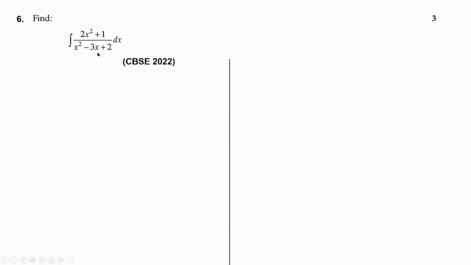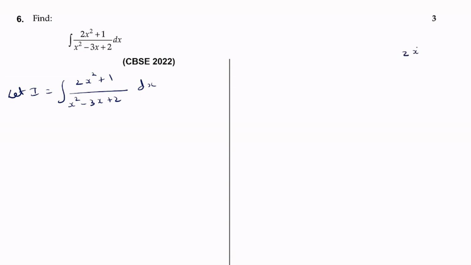Next question, integral (2x square plus 1) upon (x square minus 3x plus 2). Again we have this question for 3 marks. So here we have to find the integral of this function. Let the given integral be I. Let I equal to integral (2x square plus 1) upon (x square minus 3x plus 2) into dx. So here the degree of numerator and the denominator are the same. So this is an improper rational function.